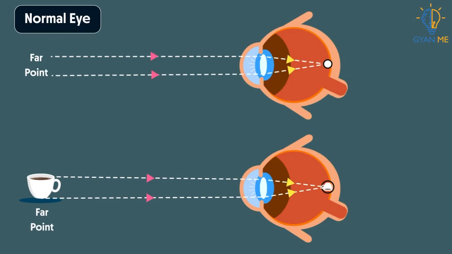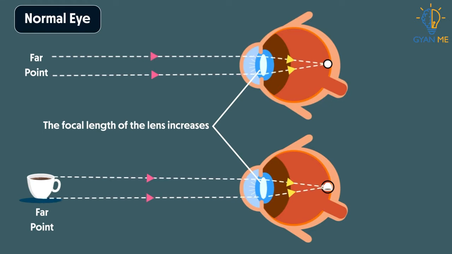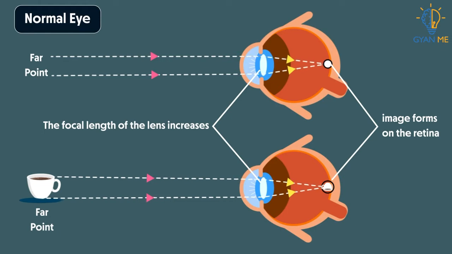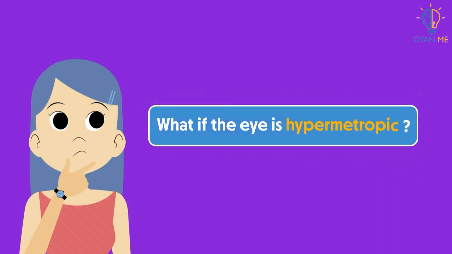Now, if the object is far away, the focal length increases. That is, the power of the lens to bend light decreases and it converges less light. Again, the image falls on the retina. This is what happens inside the normal eye, right? Yes. But what if the eye is hypermetropic?